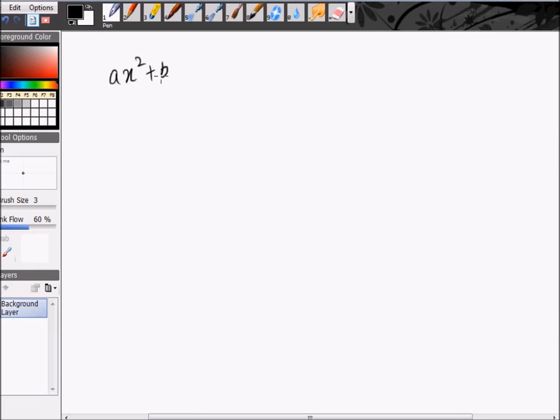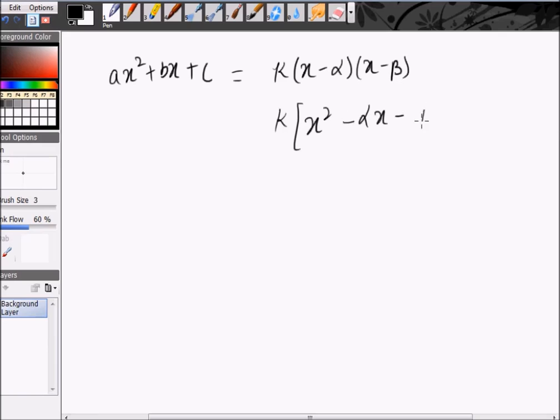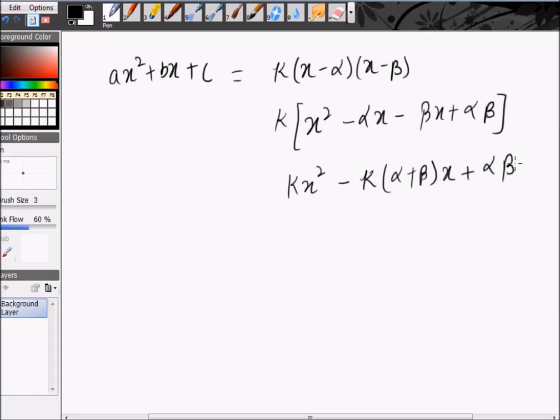ax square plus bx plus c equals k times (x minus alpha)(x minus beta). Now on decomposing the RHS, we get k(x square minus alpha x minus beta x plus alpha beta), which gives us kx square minus k(alpha plus beta)x plus k alpha beta. I have taken minus common from these two terms along with x, plus alpha beta and k.